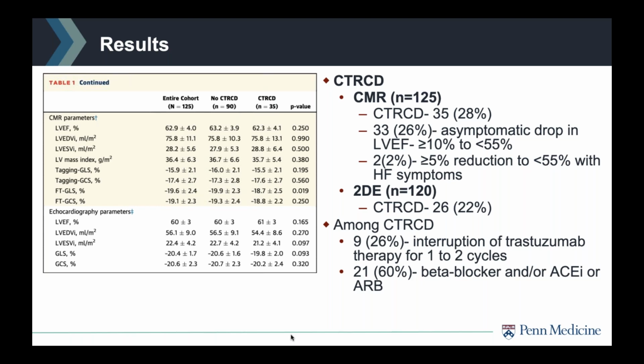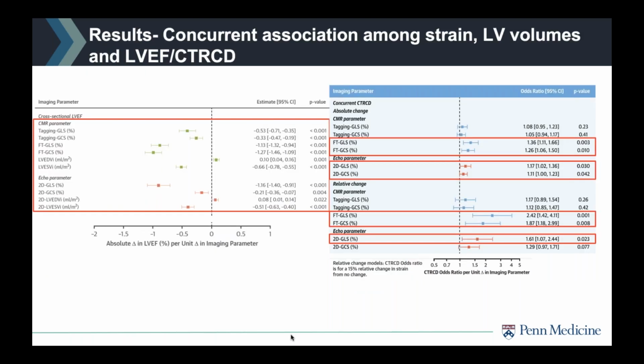Echo was only available in 120 patients, and CTR-CD was identified in 22% of the patients. In those patients who had CTR-CD, 9 of them had an interruption in trastuzumab therapy for 1 or 2 cycles, and 60% of them were started on a cardioprotective therapy with either beta blockers and/or ACE inhibitors or ARBs.